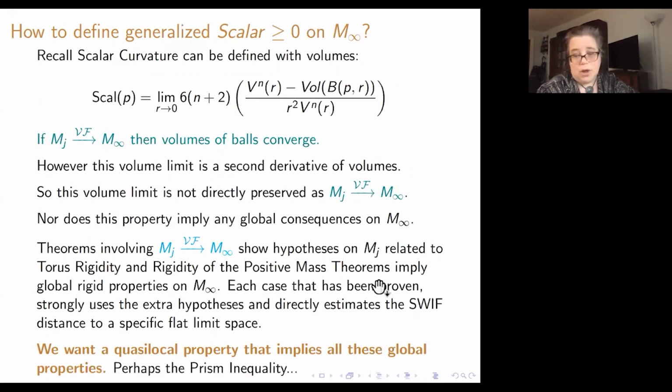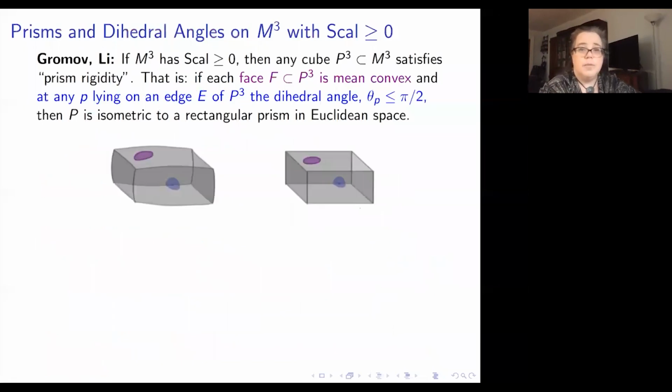So the prism inequality is one of the best candidates for this. And it is the one that was used for the C0 convergence by Gromov. So let's just talk a little bit about prisms and dihedral angles.